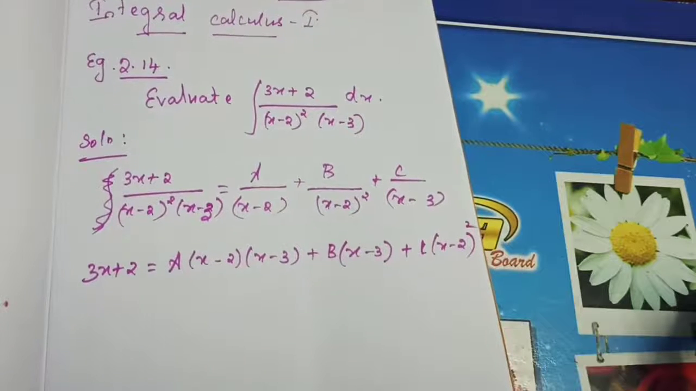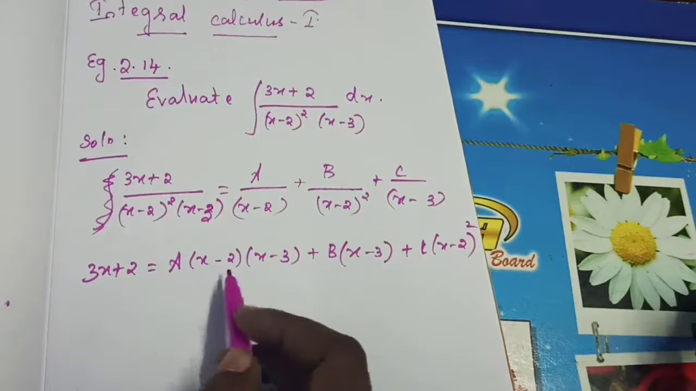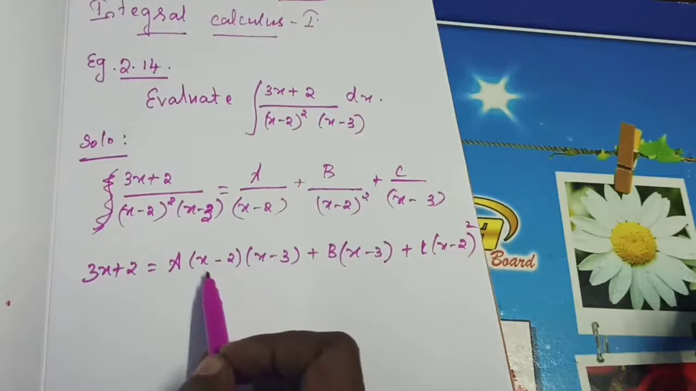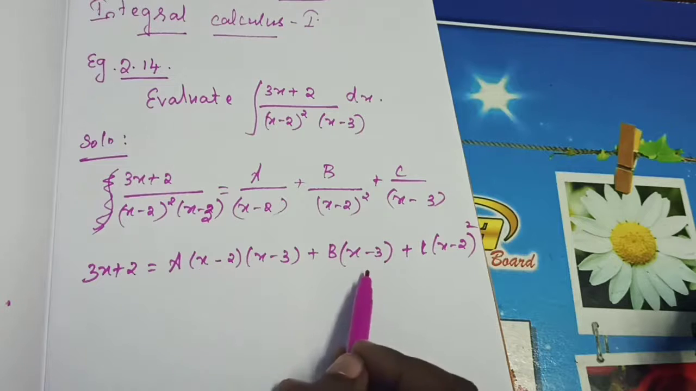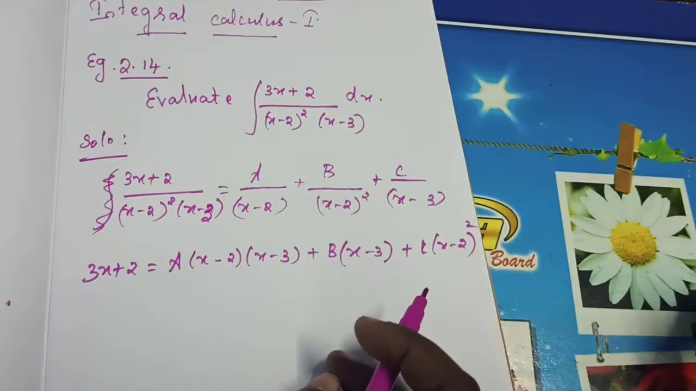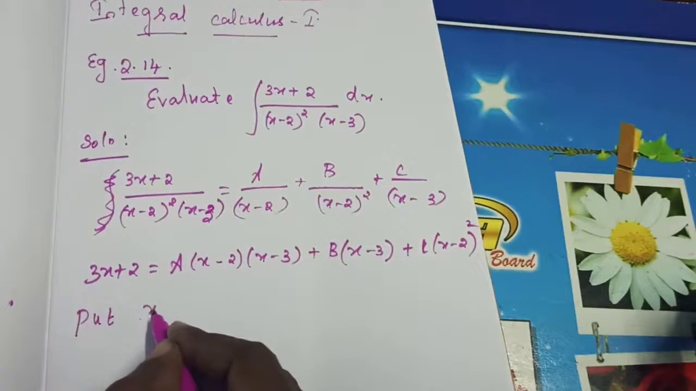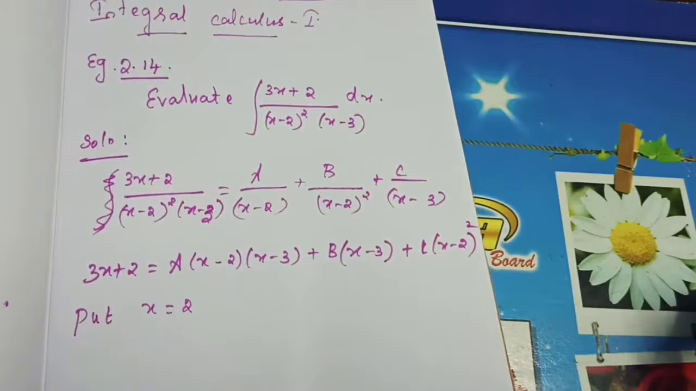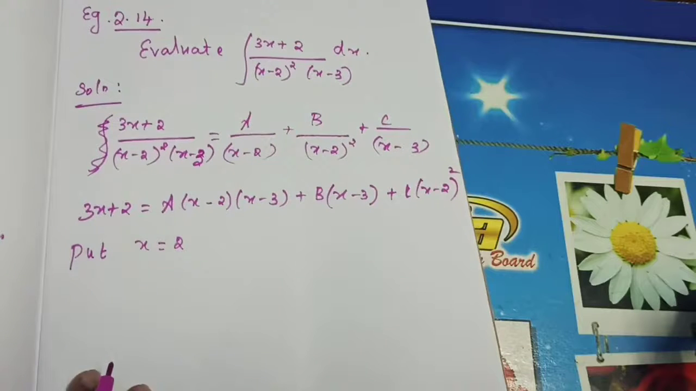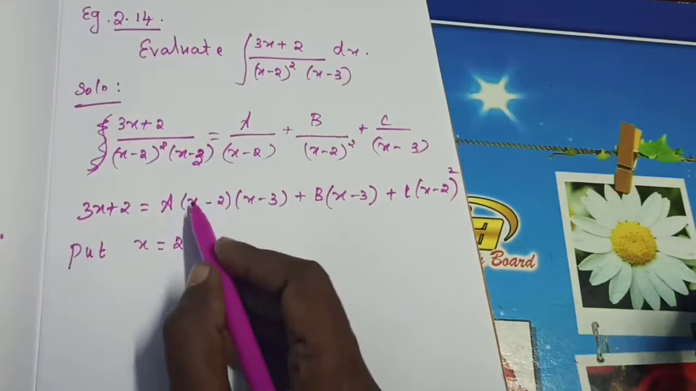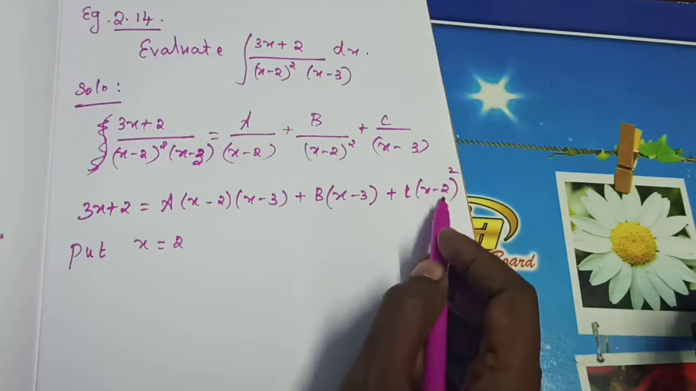This is all the things you have learned last year. Now, what will you do? We will make any one of the variables 0. So, let us make this as 0, or this as 0, or this as 0. From that, the A, B, C values you need to find. For that, we will put x equal to 2. If I substitute x equal to 2, this term will become 0, and this will also become 0.